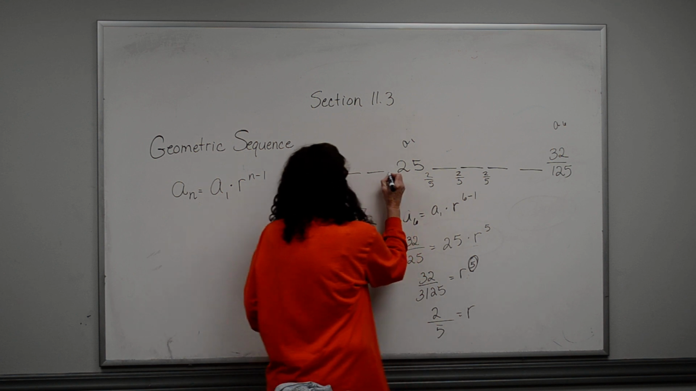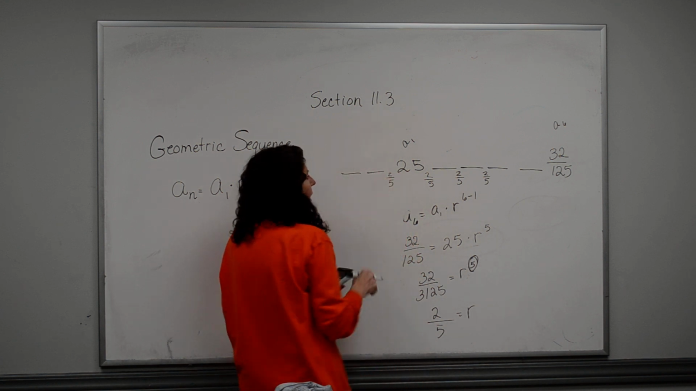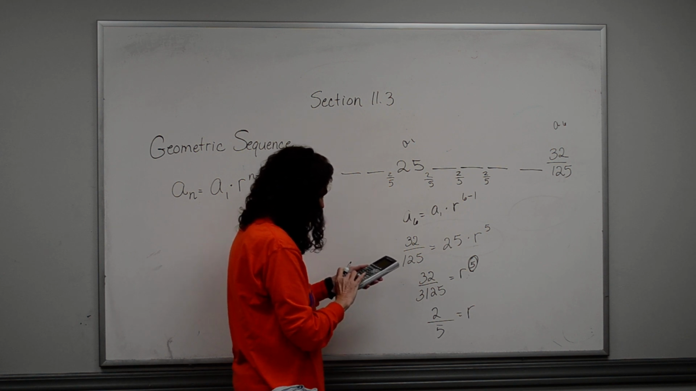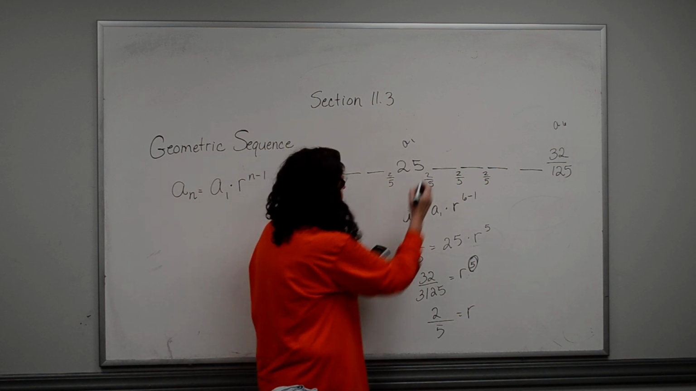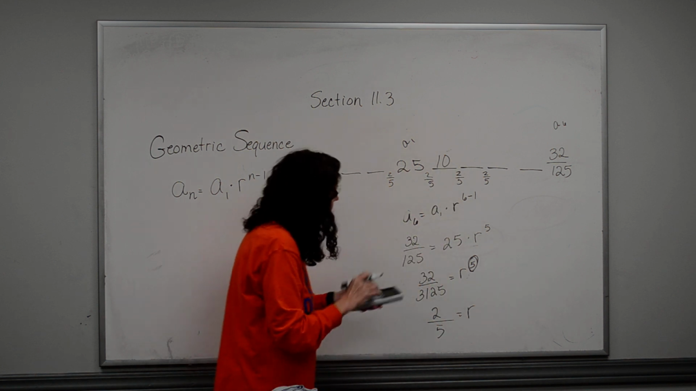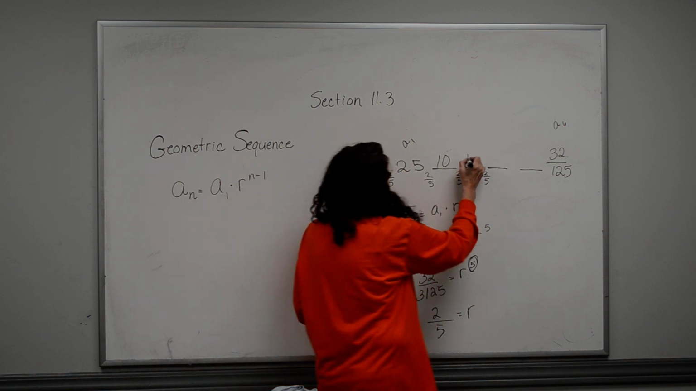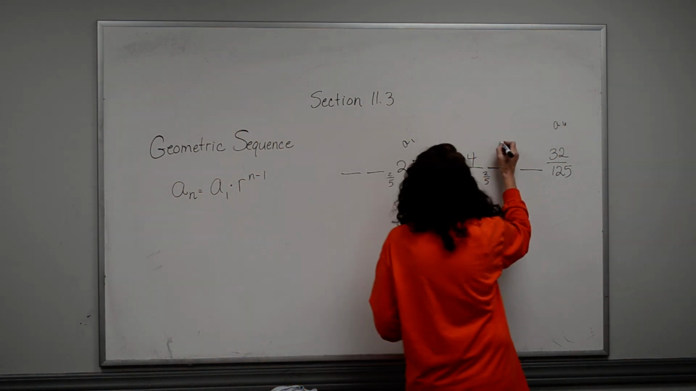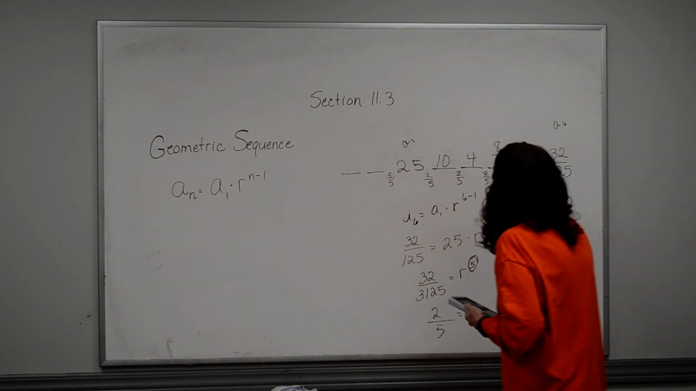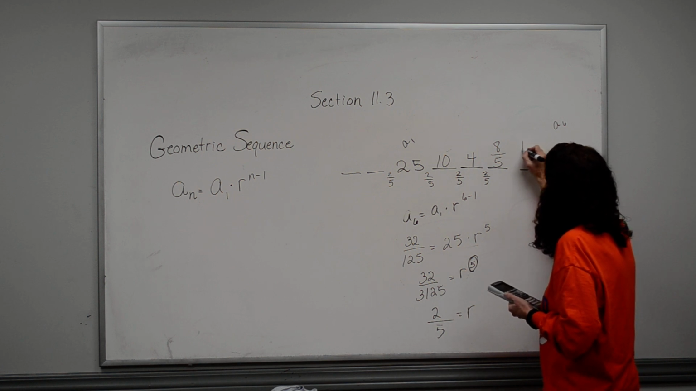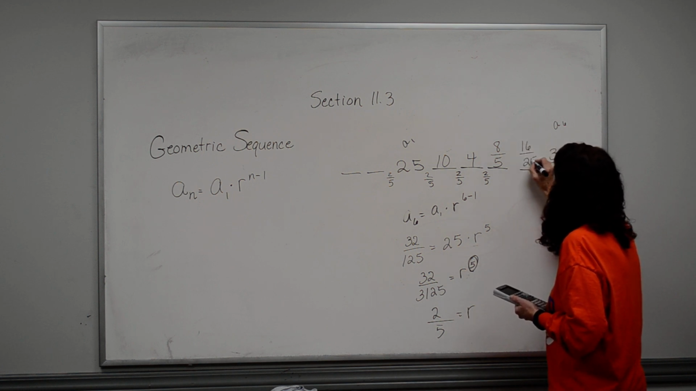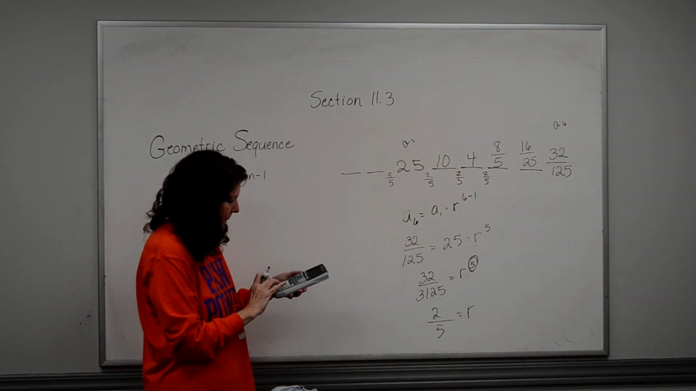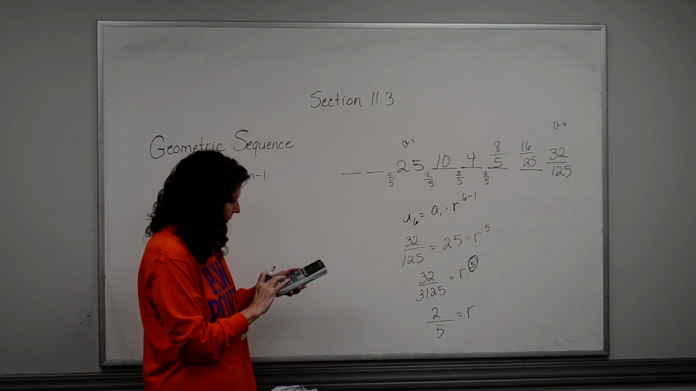Okay, and then back here, I'm going to have to divide. So 25, let's go forward that way, times 2 divided by 5, that's going to give me a 10. Times 2 divided by 5 is going to give me a 4. Times 2 divided by 5 is going to give me an 8/5. Times 2 divided by 5 is going to give me a 16/25.